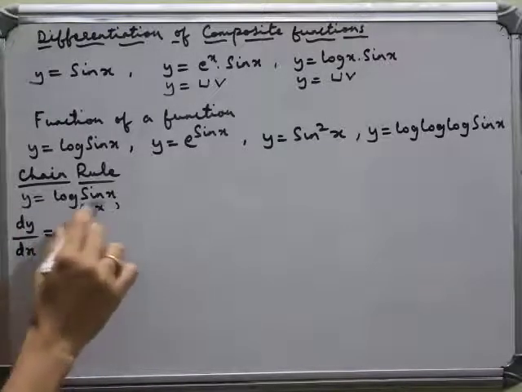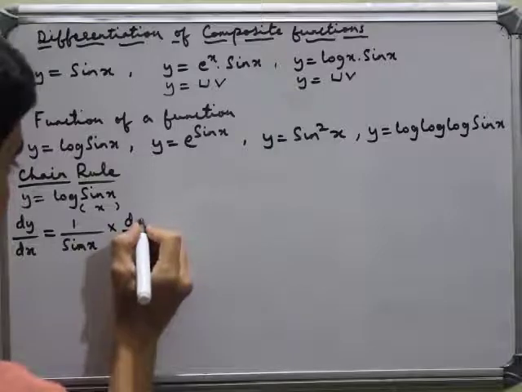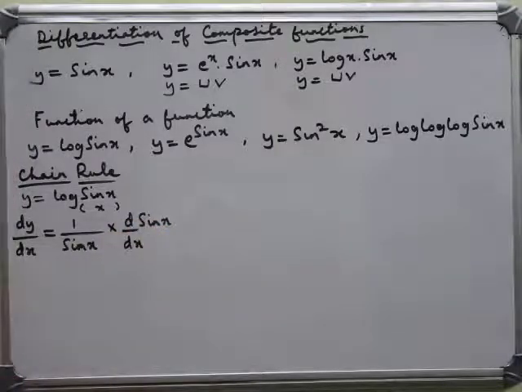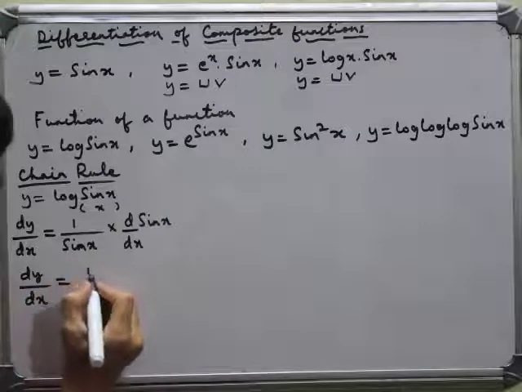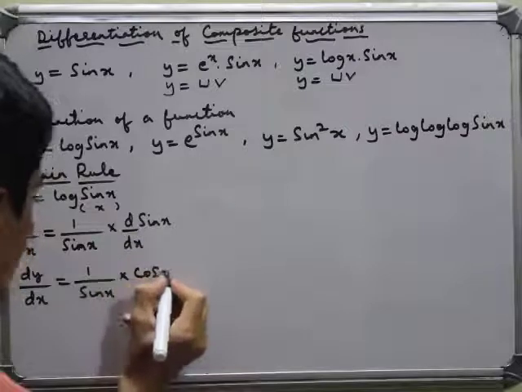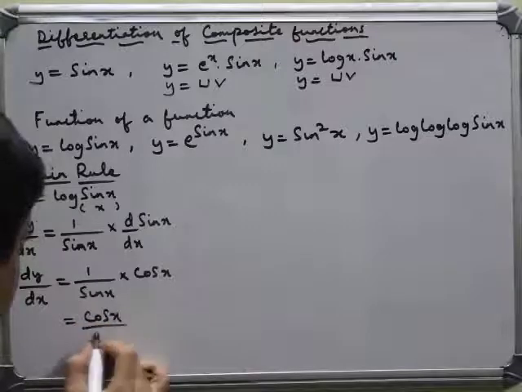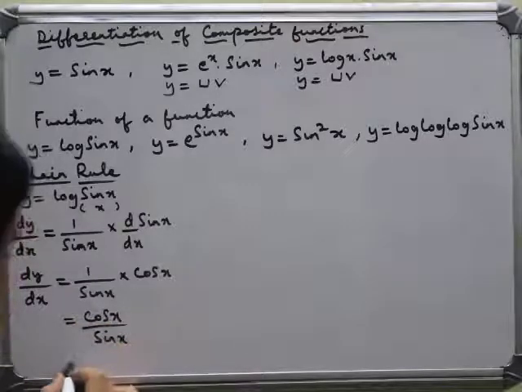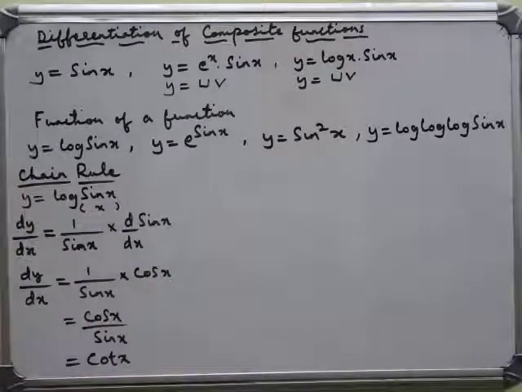Then next, what is left out? Sin x. So into differentiation of sin x. So what can we write? dy by dx equal to 1 by sin x into differentiation of sin x, which is cos x. So we can write cos x by sin x, which is equal to cot x. Okay, this is how we have to differentiate composite functions.